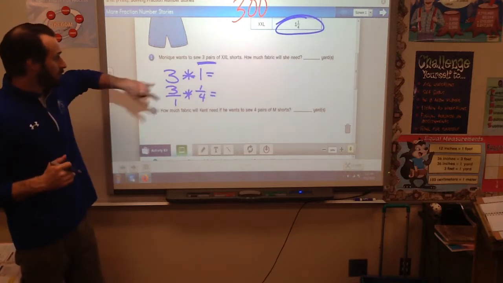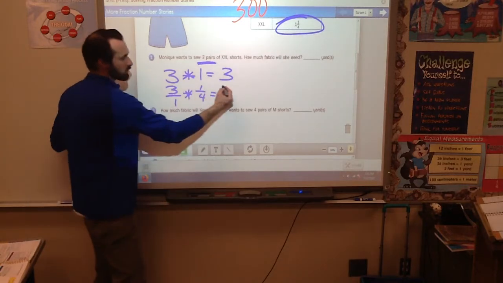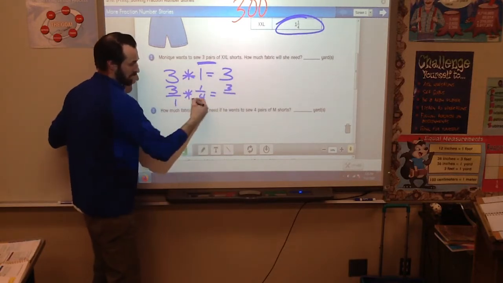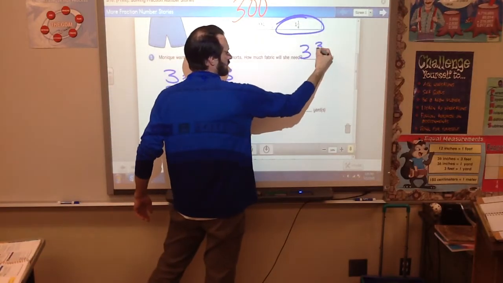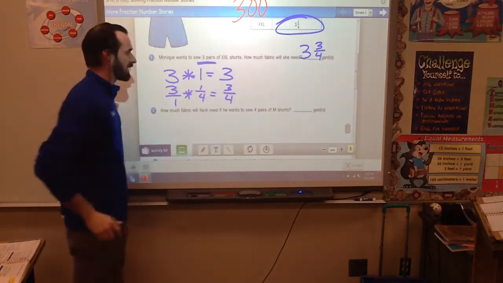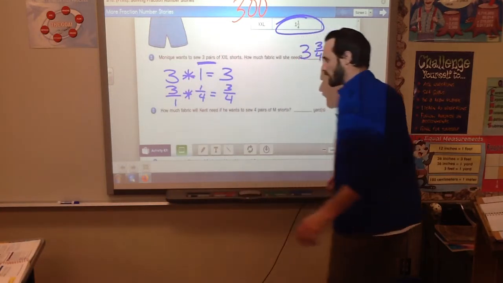Okay, so if you pause me, 3 times 1 is 3, and then 3 times 1 is 3. The denominator, 1 times 4 is 4. So here you should have had 3 3/4 yards because we just got to add those together. So that's pretty easy. Now it's the same basic concept for number 2.